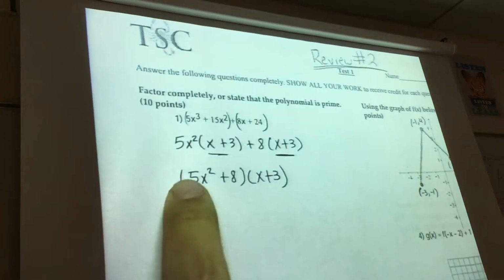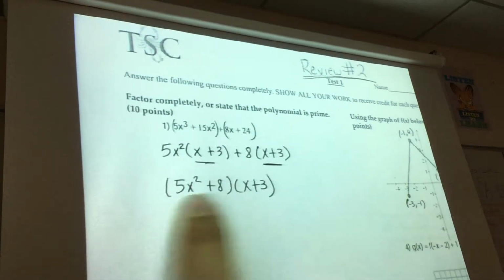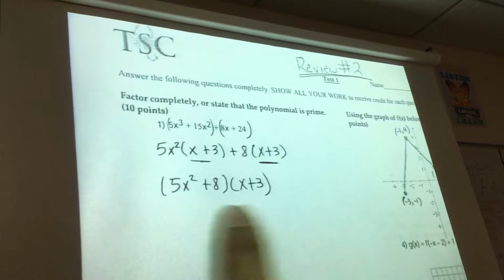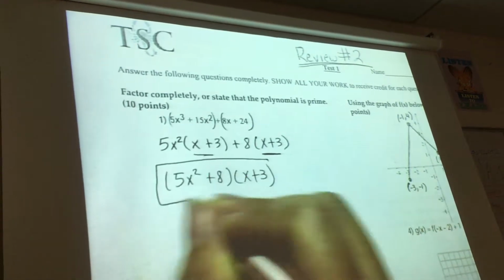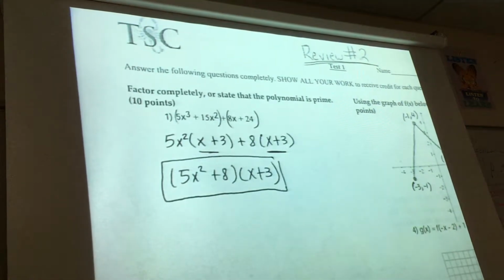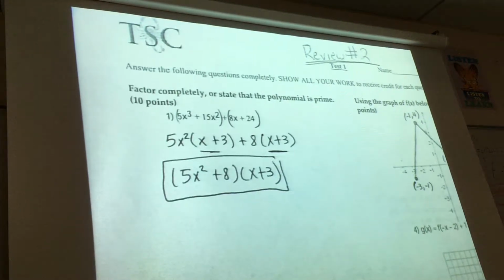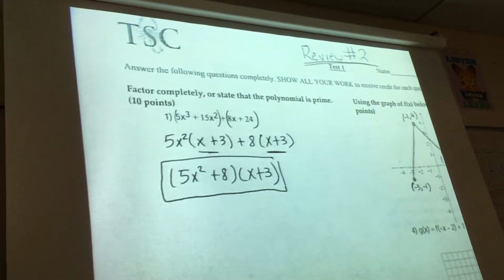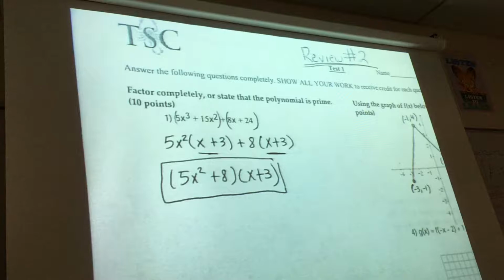Please double check that you cannot simplify those anymore. That's a 5 and an 8. No, we can't. X plus 3, neither. So that's it. We're done. You're done. Questions there? And if you do, you're more than welcome to ask questions. It doesn't matter if it's being recorded. Like, ask. We're good? Next problem.